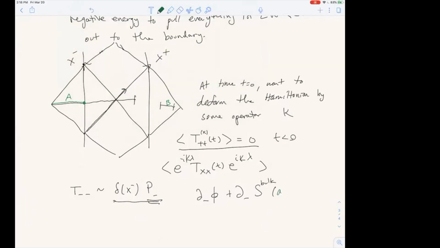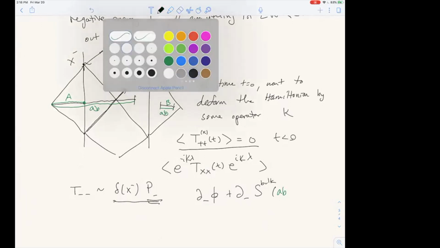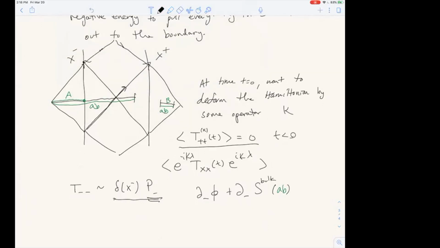And it's going to be little a b. So just to remind you all, I'm calling this little a b, right? Now, this is where I am going to start making some approximations.